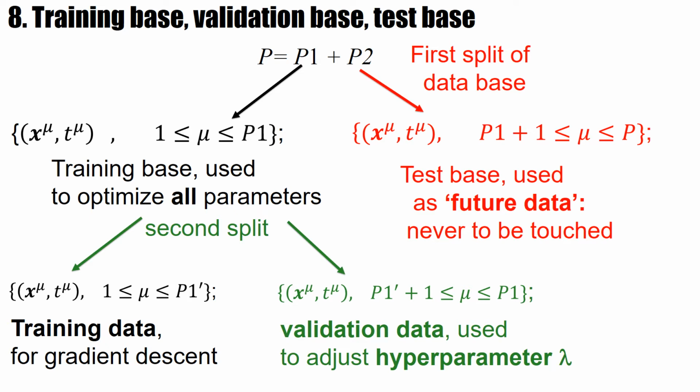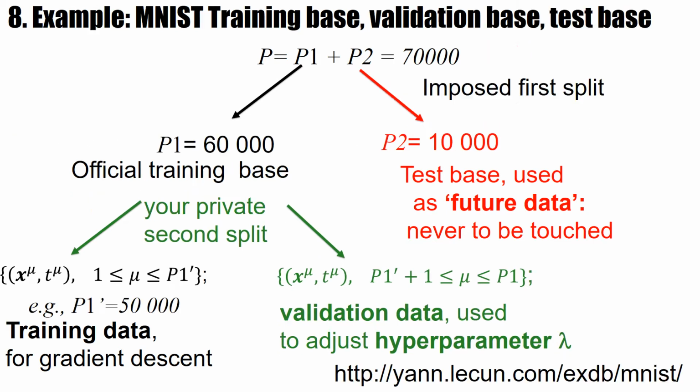And therefore, we need to split this again into two parts: a training data part that we use for gradient descent and a validation data set that we use to adjust the hyperparameter lambda. Normally, you have to do this split yourself. However, for the MNIST training data that I mentioned before, the split was done for you.